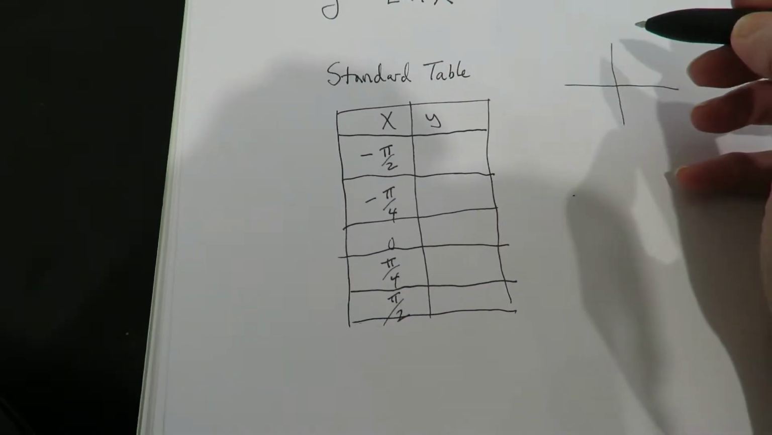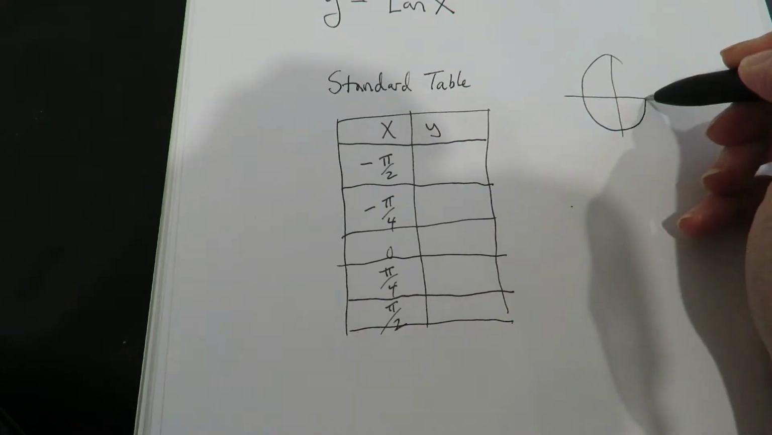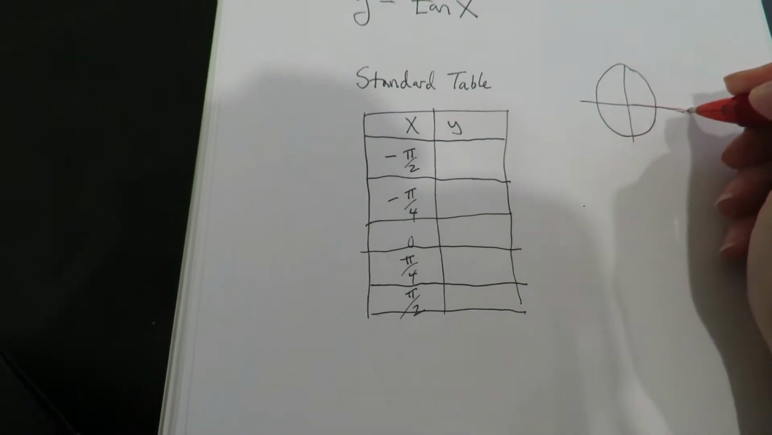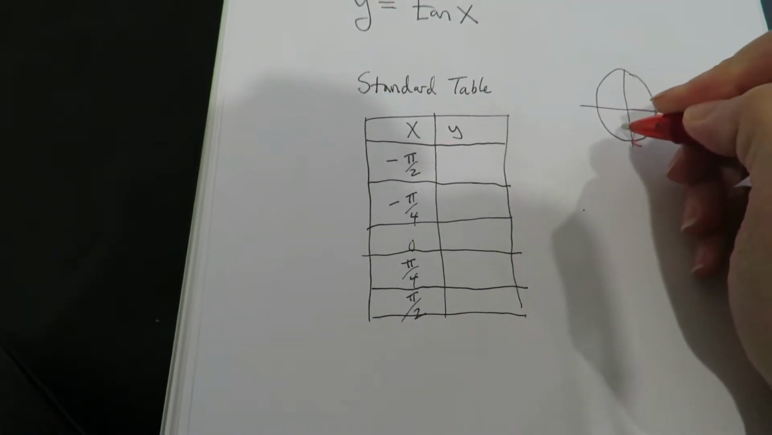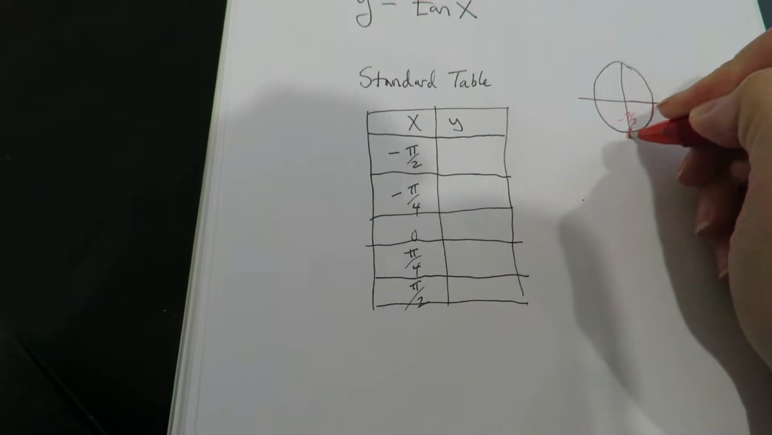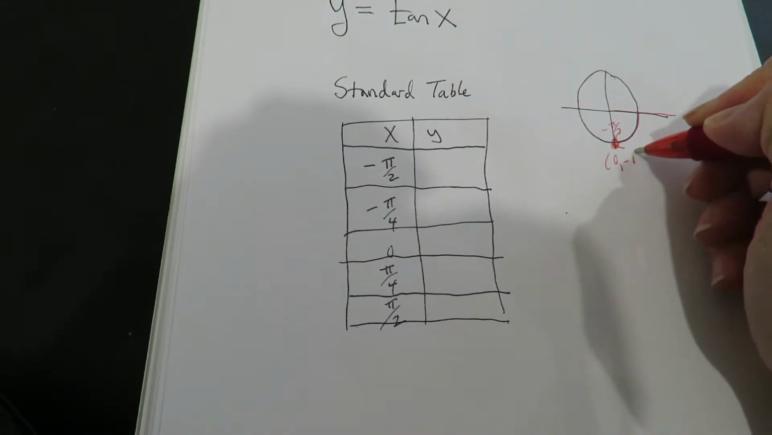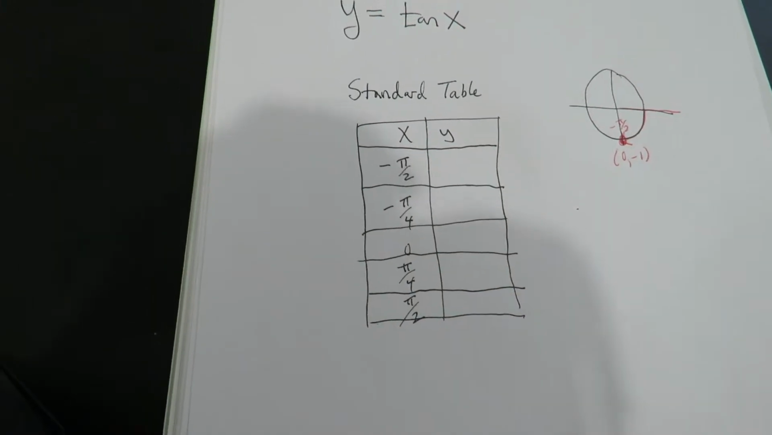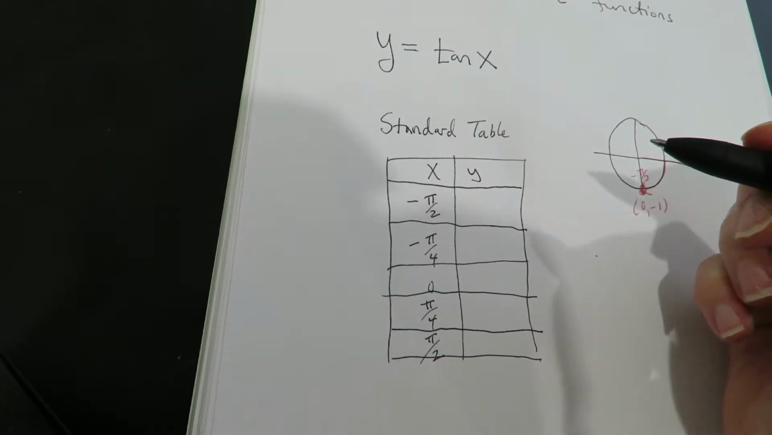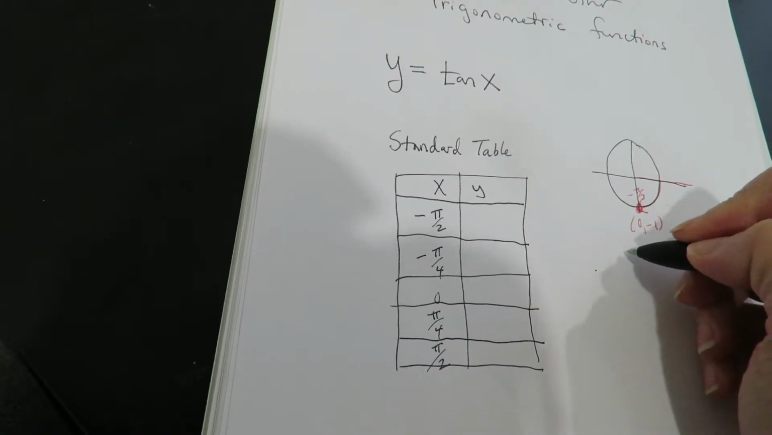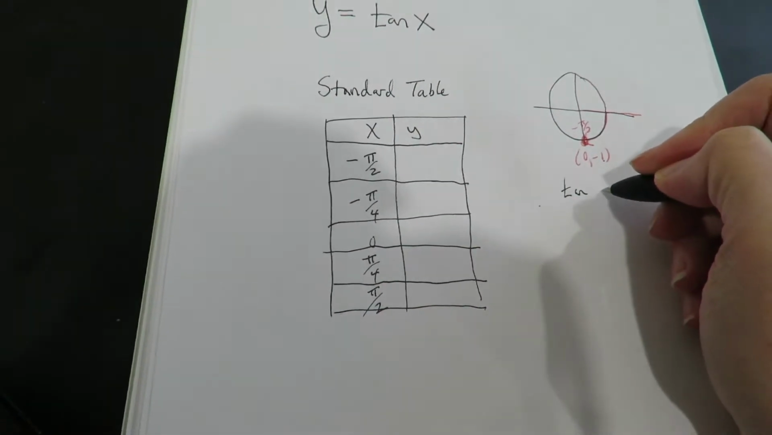So negative pi over 2 is a quadrantal angle. It starts at the horizontal x-axis and rotates down to negative pi over 2, which is right here. So that's a quadrantal angle, which means I would use the unit circle to evaluate that. So negative pi over 2, the sine value is negative 1. Let me write it out over here so you can see it.